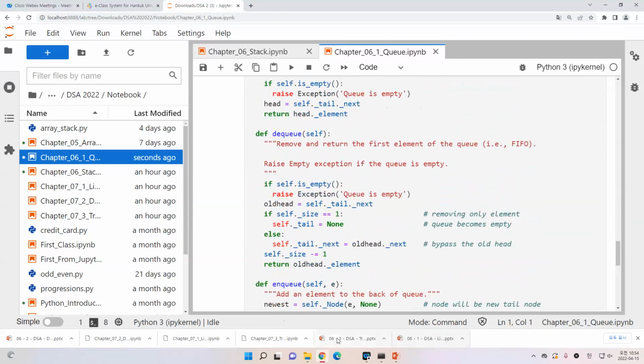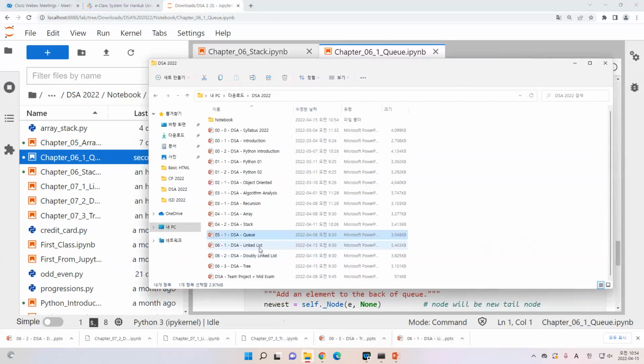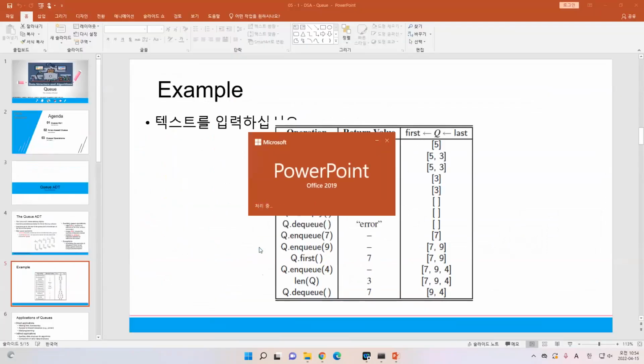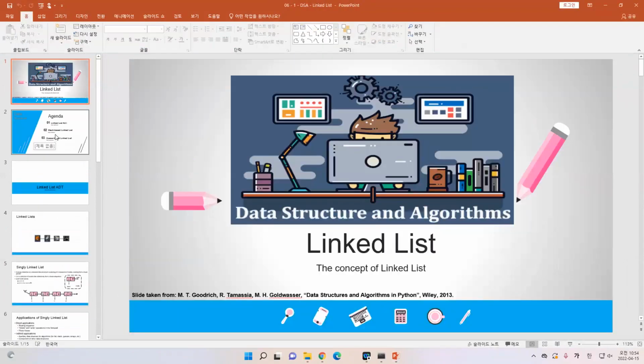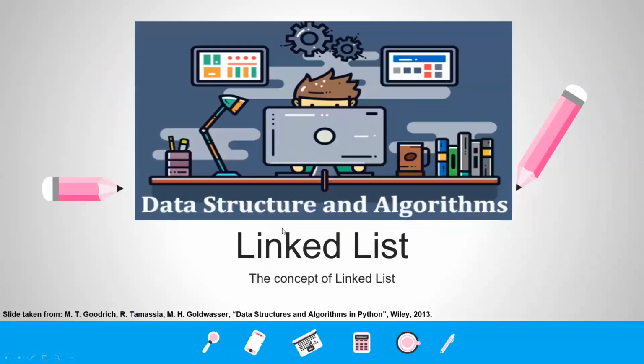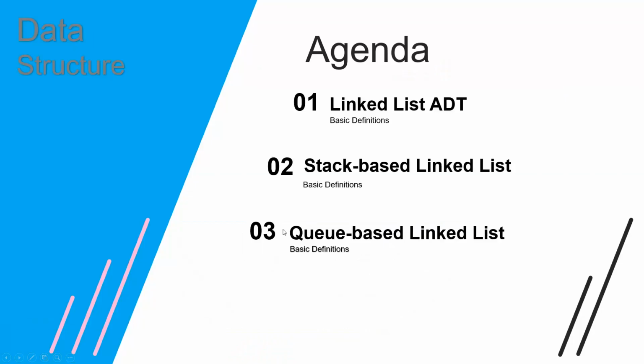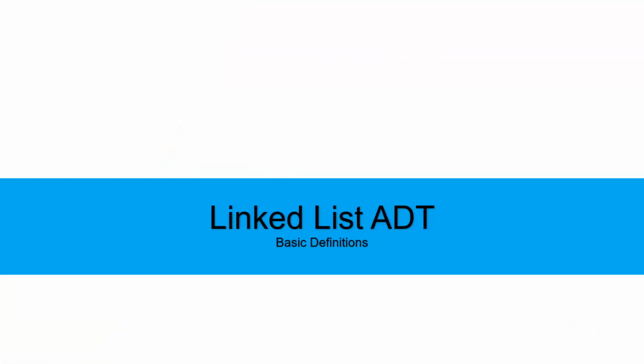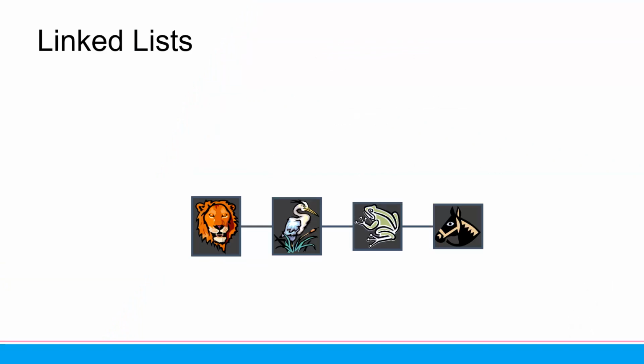So let's see the next chapter about linked list. The linked list is another kind of data structure. And this data structure can be applied with the stack and it can be applied with the queue. So we need to understand what a linked list is first. A linked list is, yes, a kind of list, but we have a connection between the elements.